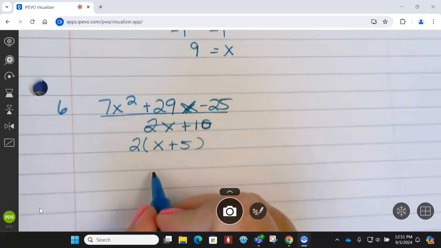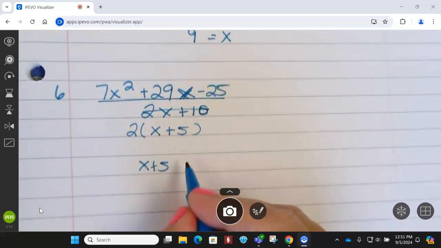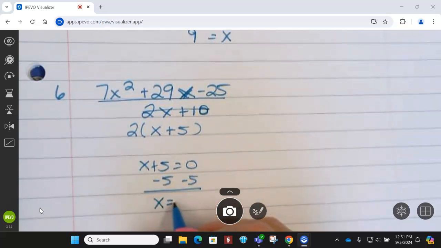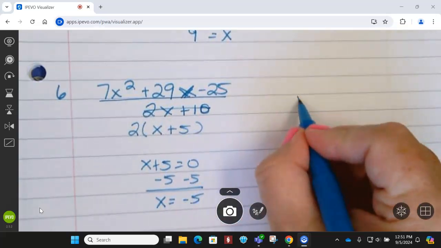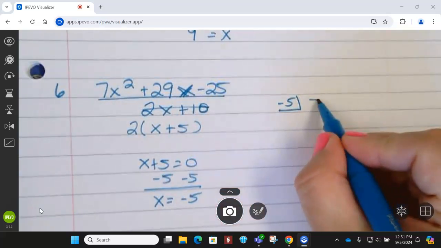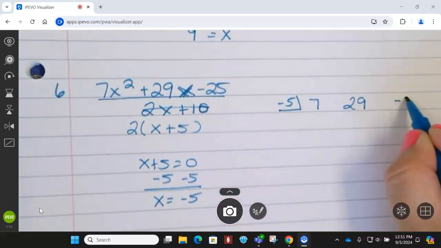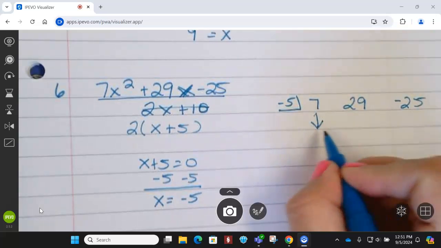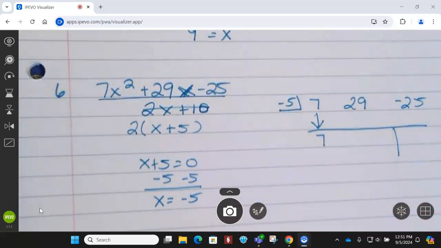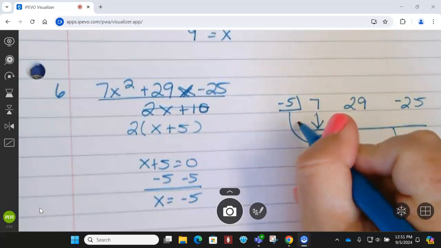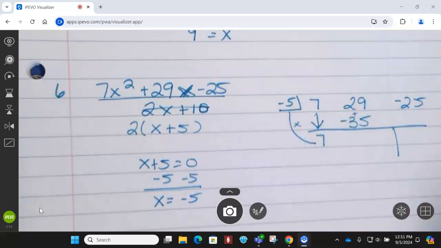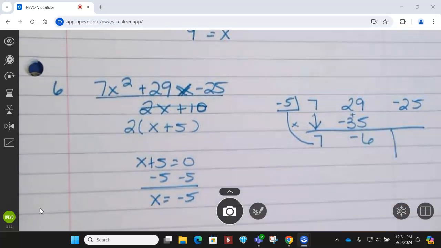Cross that out. So now we're going to take x plus 5, set it equal to 0, and solve. So subtract 5 over, and x equals -5. That is what I'm going to divide by. Now I'm going to pull all my coefficients off here. So 7, 29, and -25. We're going to drop it down. Okay, so here we go. You're going to multiply -5 and 7, and we're going to get -35. And then we're going to add them together, and we're going to get -6.